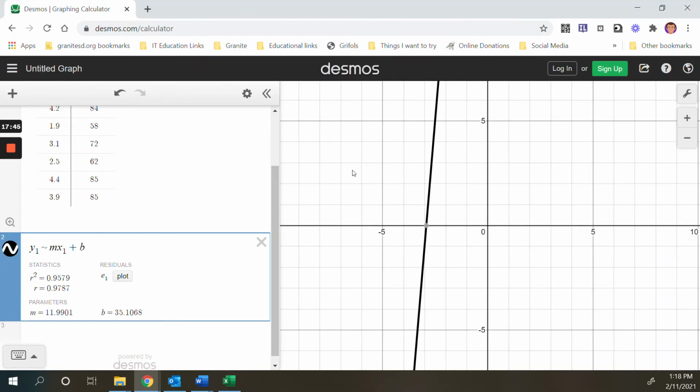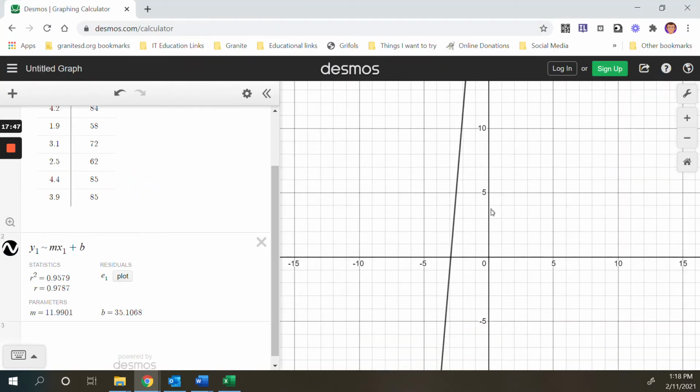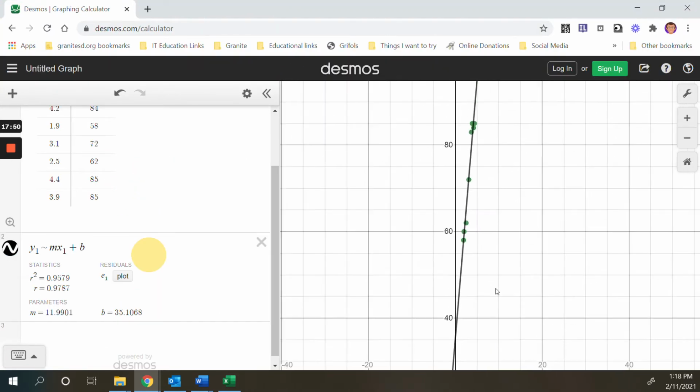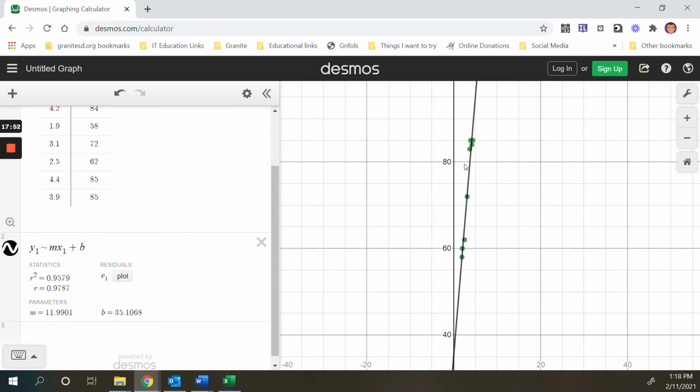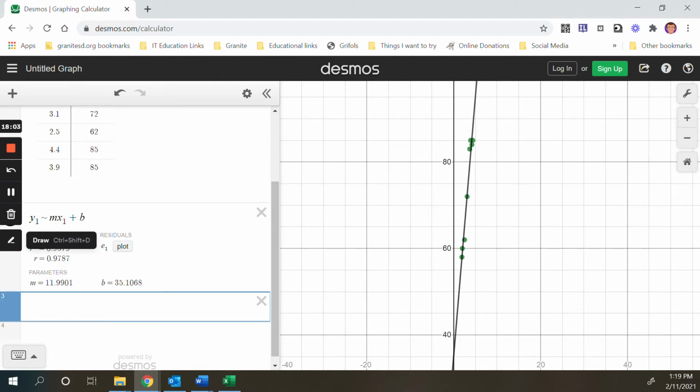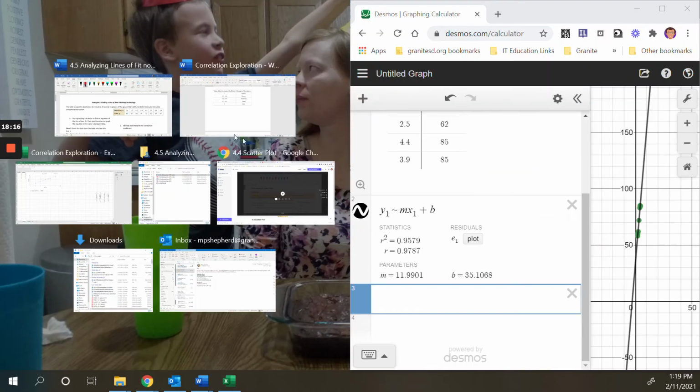All right, so let's look at what this has done. It's graphed all those points. It has drawn the line over it, and looking at that line, it seems to be following those points pretty well. It has also told me what my slope and y-intercept are. The other nice thing that it's done is it's calculated R, my correlation coefficient, as 0.97.